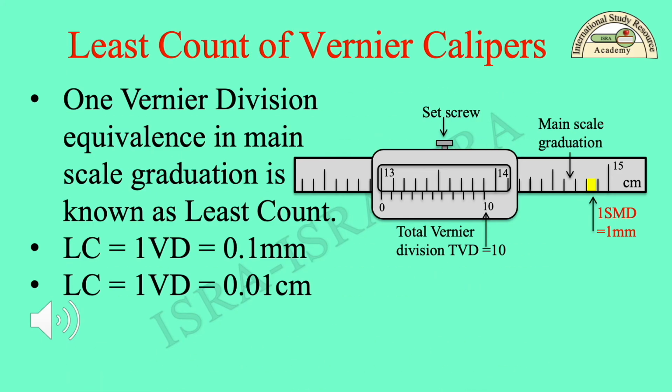Least count of vernier calipers. One vernier division equivalence in main scale graduation is known as least count. Least count LC is equal to 1 VD measurement equal to 0.1 mm. Least count equal to 1 VD measurement in other unit is equal to 0.01 centimeter.